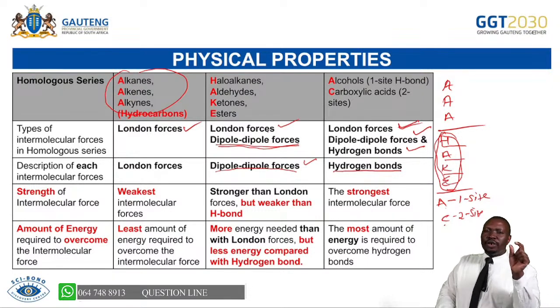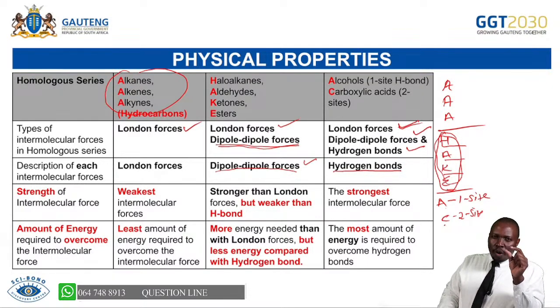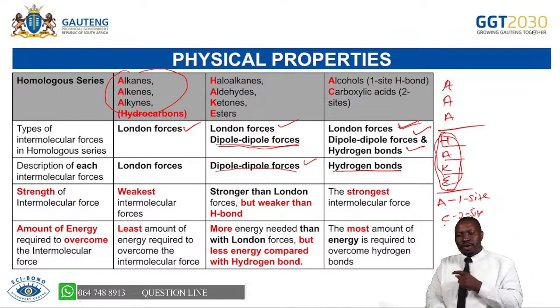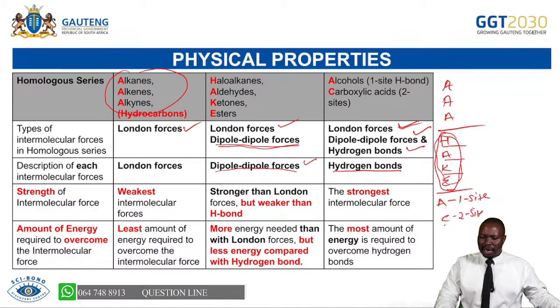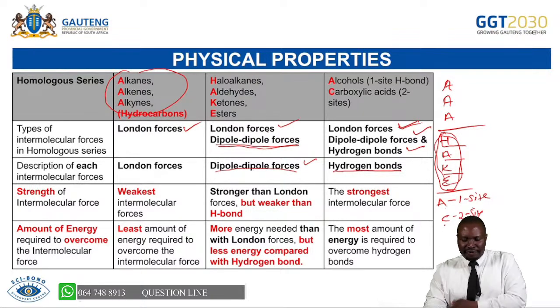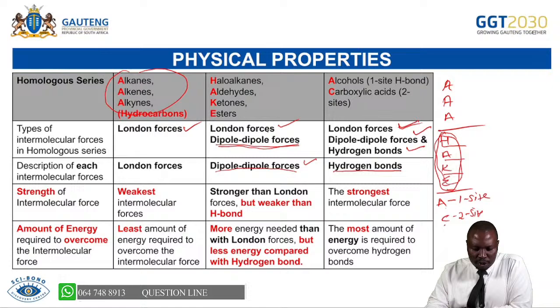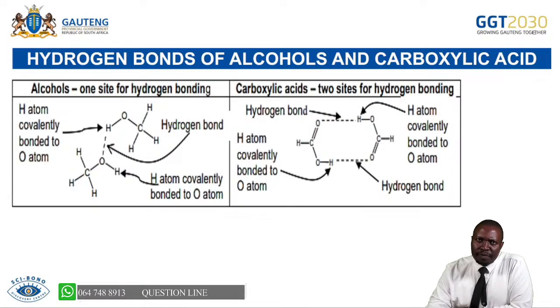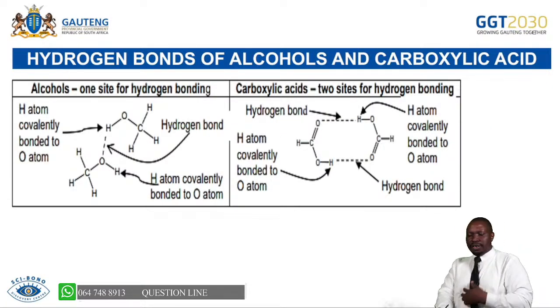So when you compare alcohols and carboxylic acids, you will always go back to the issue of 1 side of hydrogen bond for alcohols and 2 sides of hydrogen bonds for carboxylic acids. So that is very much important. I hope we are moving together in terms of this one. Hydrogen bonds of alcohols and carboxylic acids.